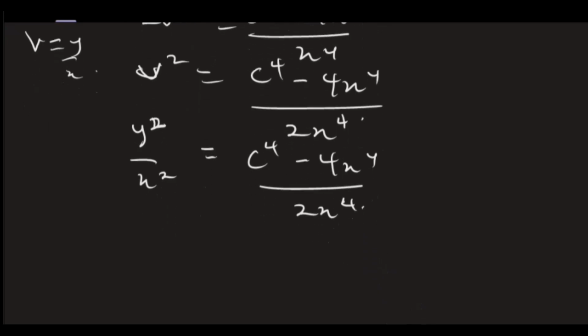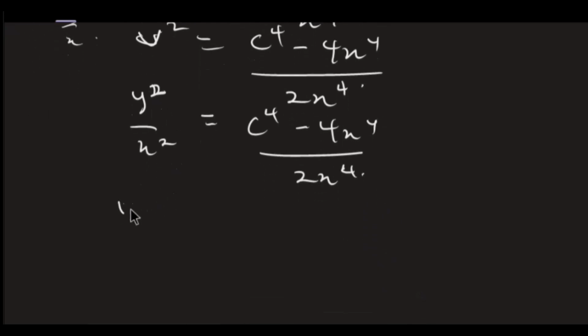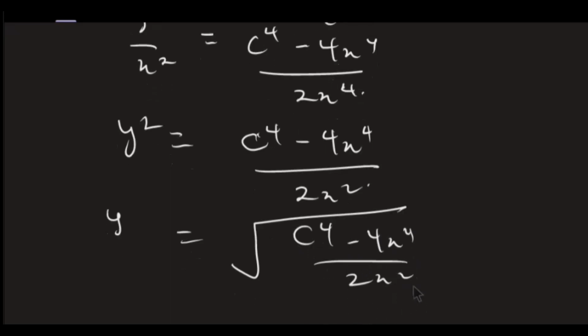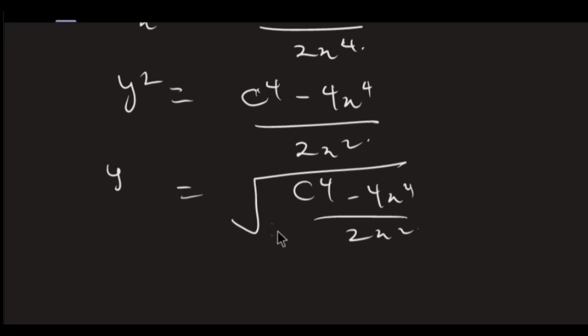So once I have this, I just need to multiply. So y squared will simply be equal to x squared multiplying this. That x squared will cancel x squared here. So I'll simply get c to the power 4 minus 4x to the power 4 over 2x squared. And at this point, my y is simply equal to the square root of the whole expression, c to the power 4 minus 4x to the power 4 over 2x squared. And this gives me the solution, an explicit solution for our differential equation simply by substitution. And that is how we do the substitution method.